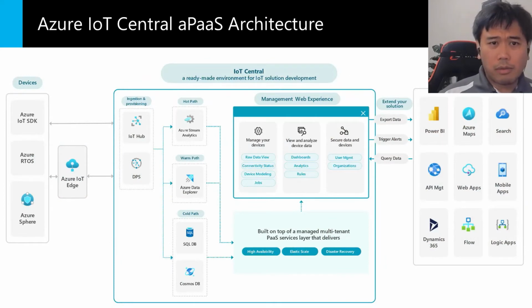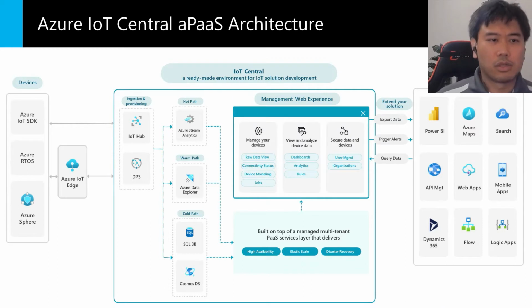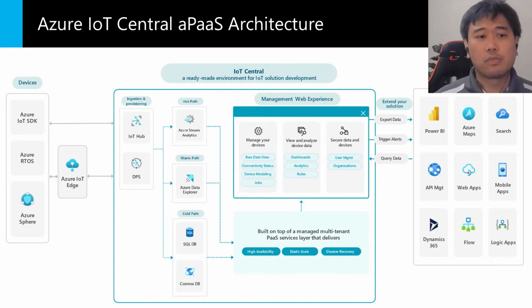So the IoT Central platform, application platform as a service, looks something like this. It's actually a collection of all these different IoT services in Azure that simplifies a lot of this and connects them automatically for you. On the device side, you can use the IoT SDK, Azure Sphere or RTOS to connect to IoT Hub. So underneath IoT Central, it's using IoT Hub to receive those messages.